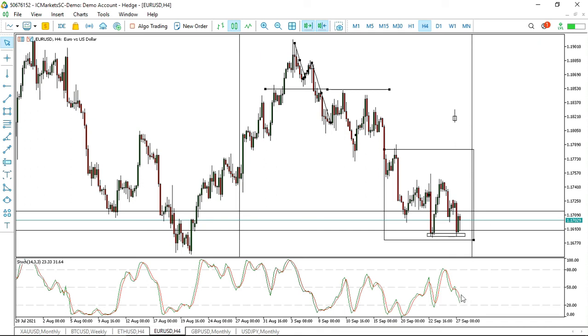So if I have a crossover where the green line crosses over the red line towards the upside, and I have my hammer completed, that will be a very good signal for me to place a buy at this side right here.